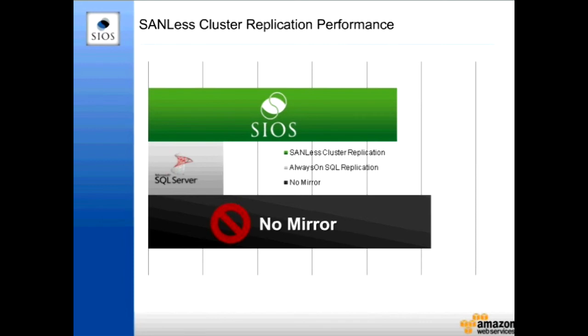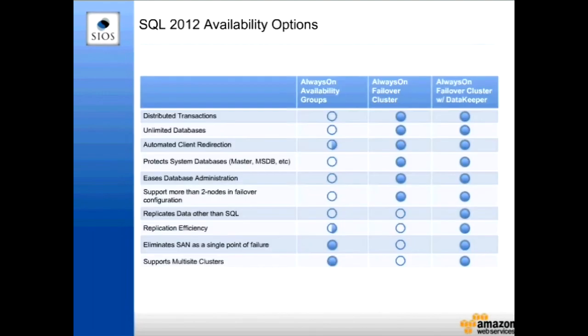There are a number of additional benefits to going with a failover clustered instance of SQL with DataKeeper as opposed to availability groups here. First of all, because we're clustering and protecting the entire instance, it supports unlimited databases. It also protects your system databases. So things like your master, MSDB, your SQL logins, your SQL agent jobs, all of that is replicated and protected.